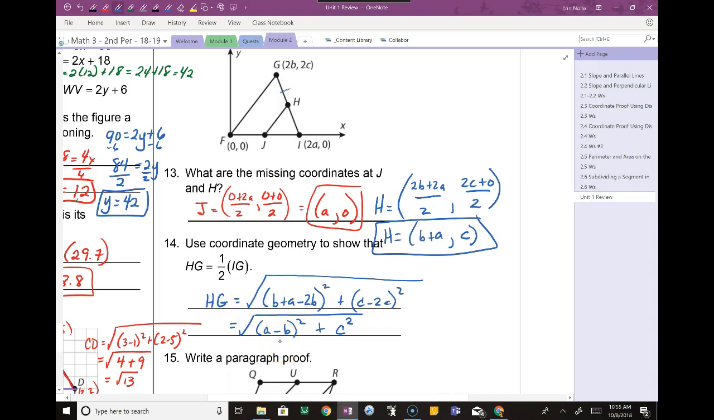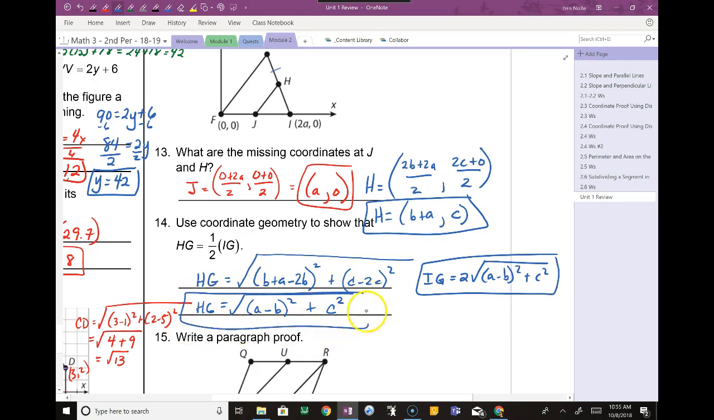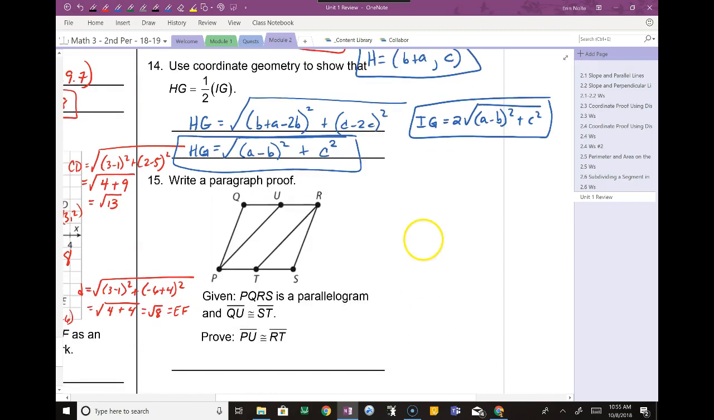Okay, so if we wanted to find IG, we can just multiply that by 2. So IG, from I to G, we could just say 2 of those distances we just found. So I'm literally copying that down. So this is HG, and this is IG. Okay, all right, last one.